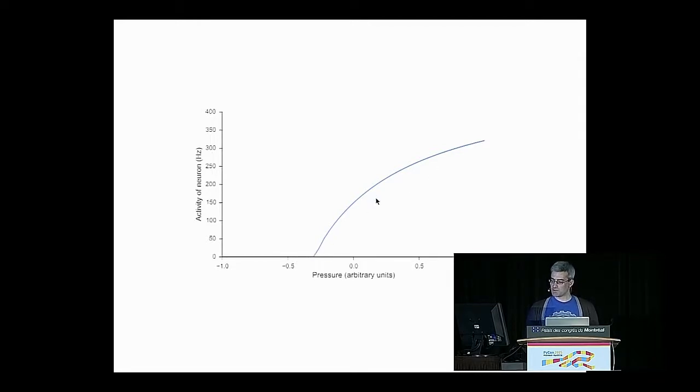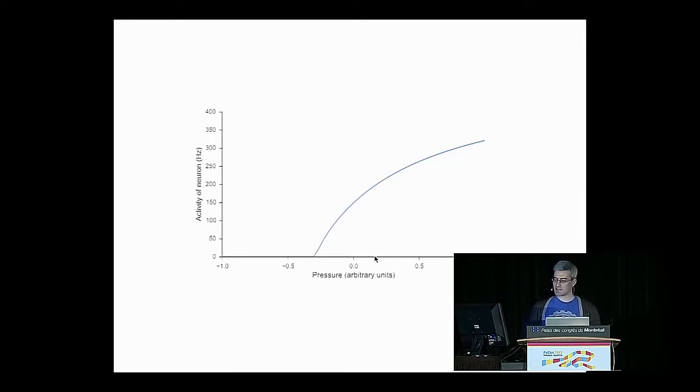So if you're recording from this cell and you know that it's spiking at around 200 hertz, you can make the judgment call that it's representing a pressure amount that is about 0.1 on this scale. Of course, this is an idealized version of what really happens. Neurons are extremely noisy. You can record from the same neuron twice and you'll get slightly varying results. And so we really need to combine the responses of many neurons together to get an idea of what's happening.